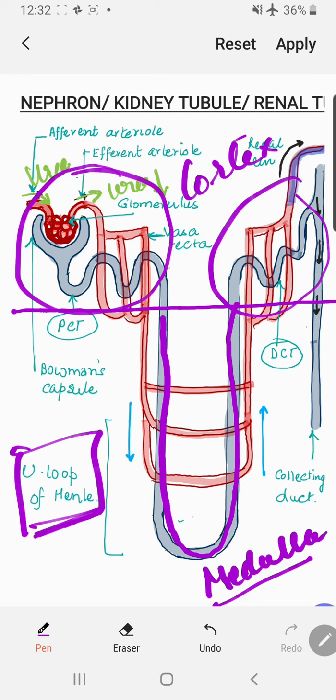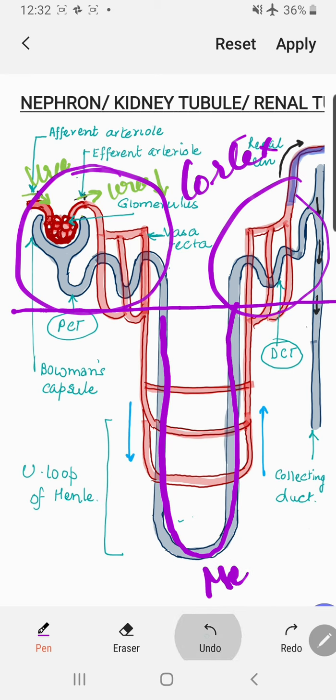You will write renal medulla, because this portion of each and every nephron, mostly these are the medullary nephrons, has a long loop of Henle. So those which have a long loop of Henle, this structure extends into the medulla. This was the last important thing I had to tell you.